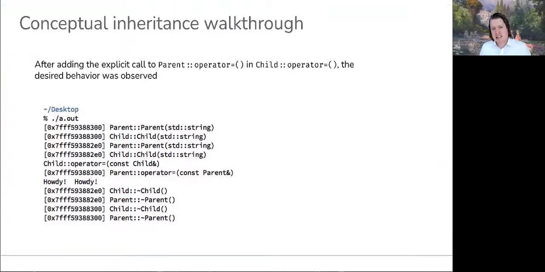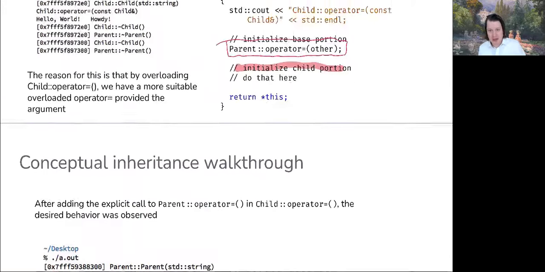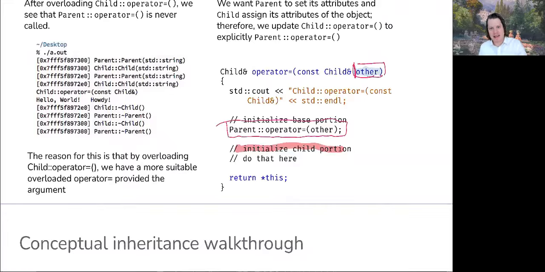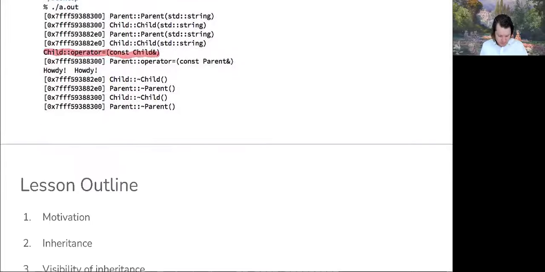So after adding this explicit call to the parent's operator equal in the child's copy assignment operator, we're going to have the desired behavior. And notice here, it shows that the child's operator equal is called first. Well, yeah, because we have to get into its body to actually invoke the parent's copy assignment operator.